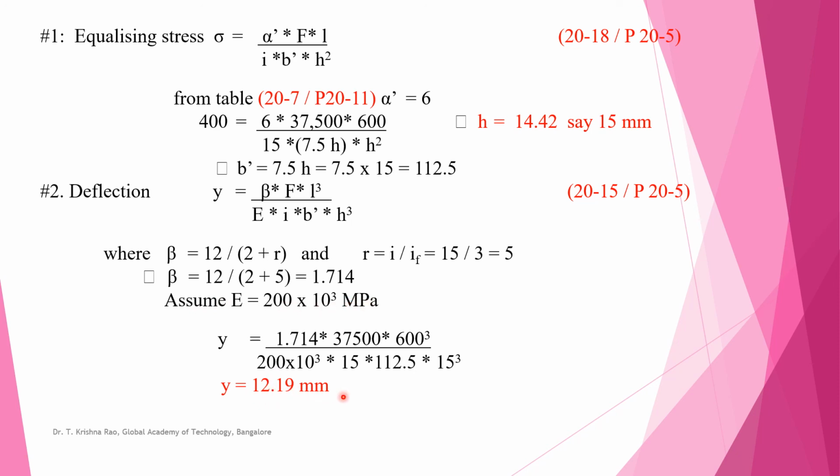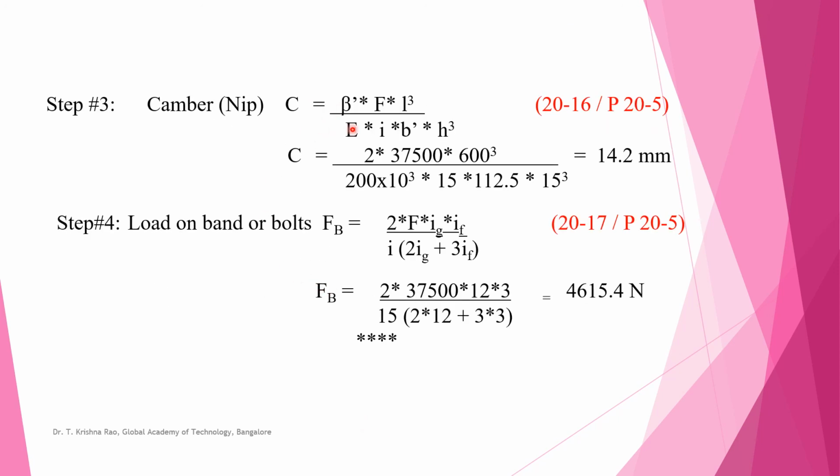Find out the deflection. Earlier the deflection was given and we found b dash h cube; now b dash and h are available with us, so we find the deflection. Then we go to the camber, same equation. Beta dash is always 2. Then the load exerted on the band. So this is the end of the third problem, the end of leaf springs.